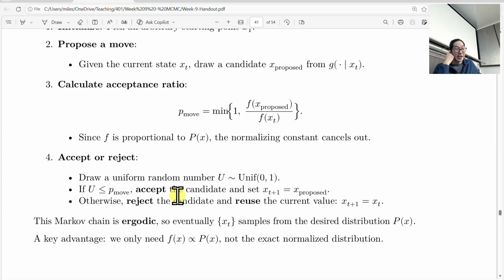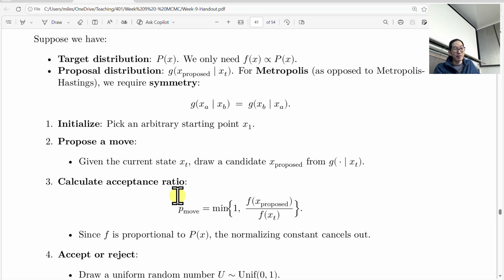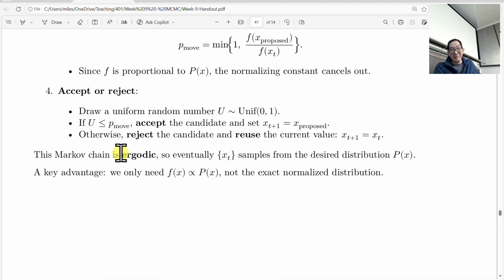And if you set up your Markov chain following these steps, that Markov chain is ergodic, and eventually, given enough samples, the samples you generate following this chain follow the desired target distribution P. It feels like magic a little bit, but it ends up working. And again, you only need a function that's proportional. You don't need the actual function.